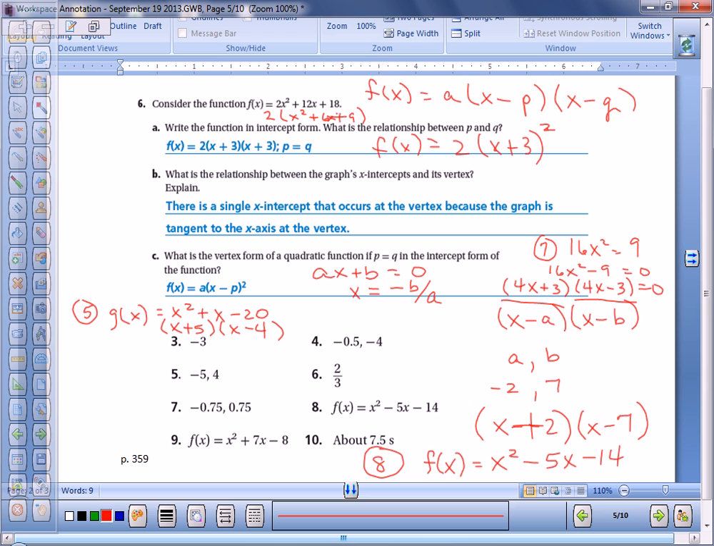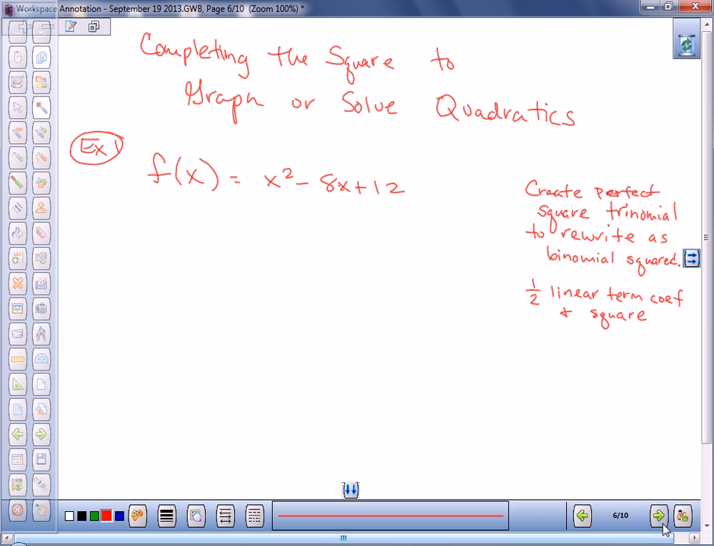Yes, sir. It's a little off topic, but when someone asks the square root of something, do we put positive, negative, or whatever? That's a good question. Here, let me address that.